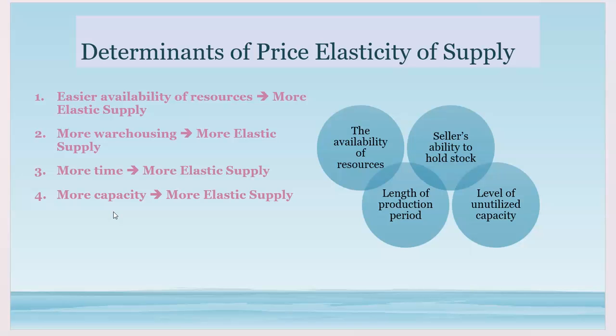So again, the four R's. The more available the resource, the higher the elasticity of supply. The more you can actually warehouse or stock, the higher the elasticity of supply. More time, same thing. More capacity, same thing.